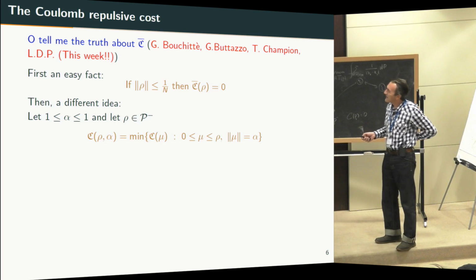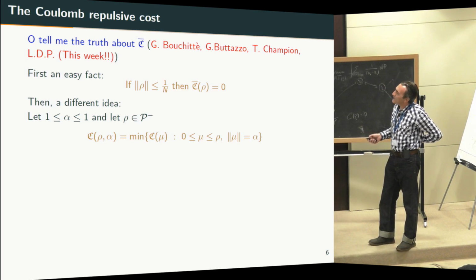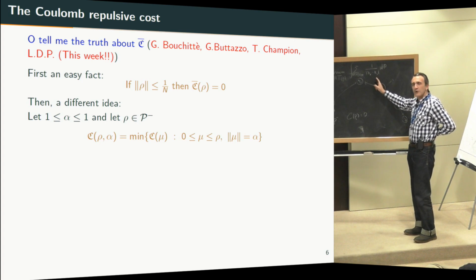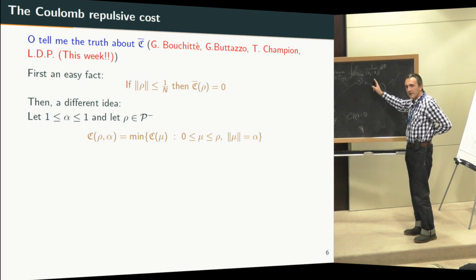Then consider alpha positive and smaller than 1, and rho, which is a probability. What I do is I define a transport cost which depends on rho and on alpha. I consider all the sub-measures of rho which have mass alpha. So alpha should be smaller than the total variation of rho, of course. And I consider the transport cost of mu in this sense. So I'm using this functional. This is not a good definition for the relaxed, but I will use it.